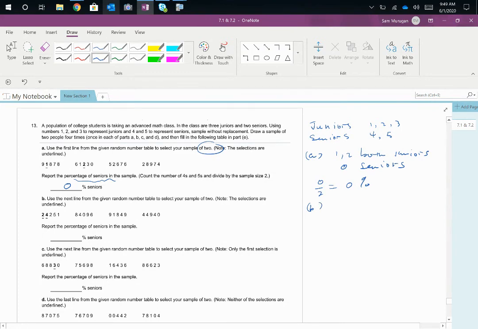Part B, same, again to select a sample of 2, the first 2 numbers we come up to here are 2 and 4. Here we have 1 junior and 1 senior. So this means that in this sample of 2 people, we have 1 out of 2 seniors, which is 50%.